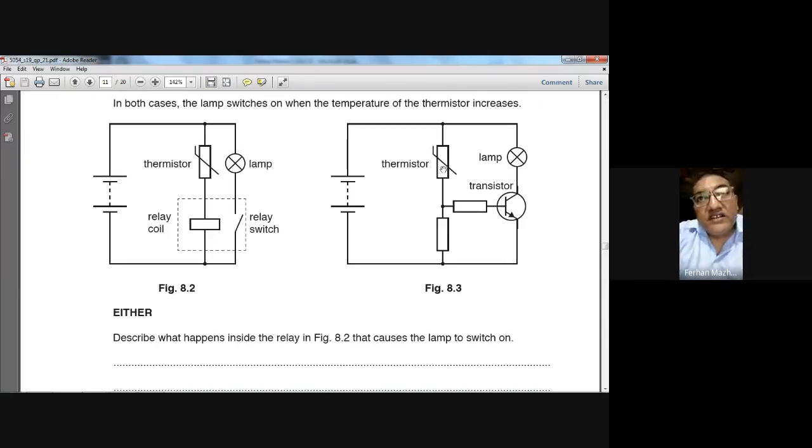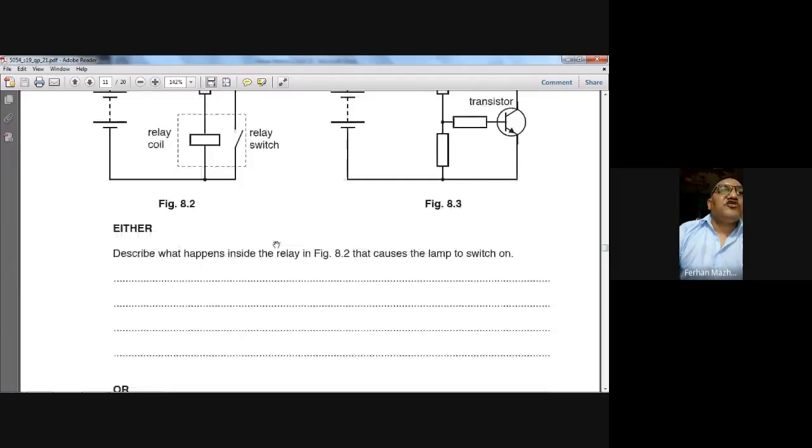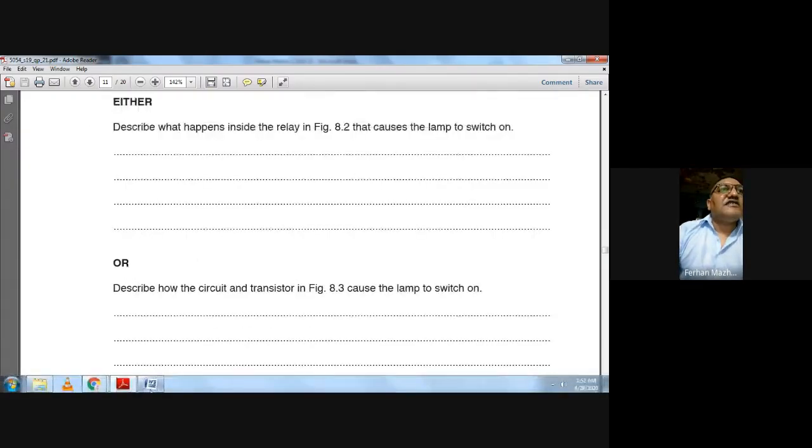Or, describe how the transistor circuit works. When the thermistor temperature rises, its resistance decreases. The amount of current coming here will increase. A small amount of current will be introduced into the base of the transistor. When a small amount of current is introduced into the base of the transistor, the current in the collector starts flowing and the lamp will switch on. These are the two questions. I have written answers for both of them.